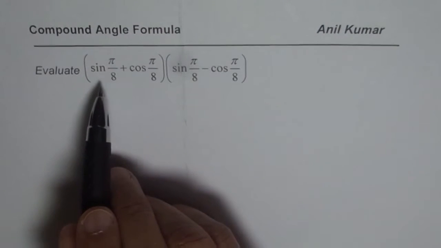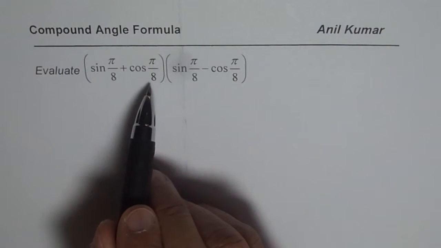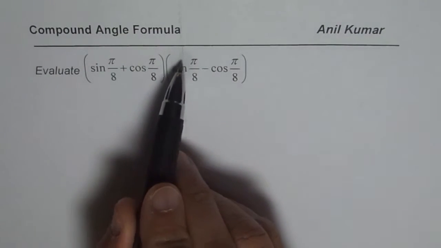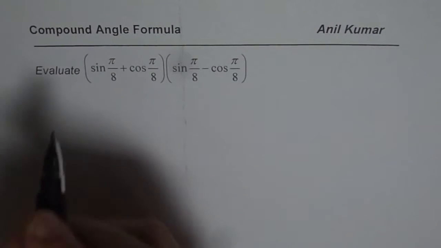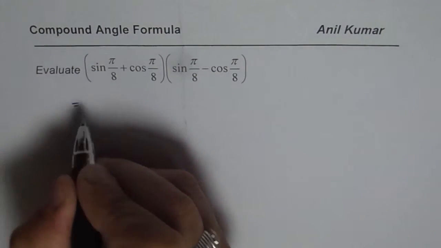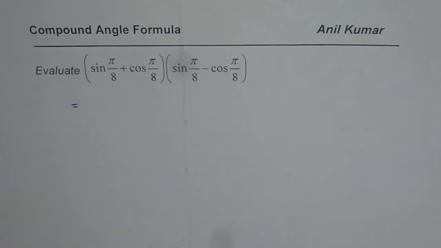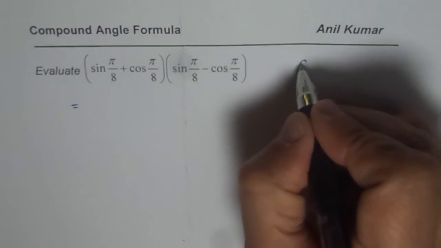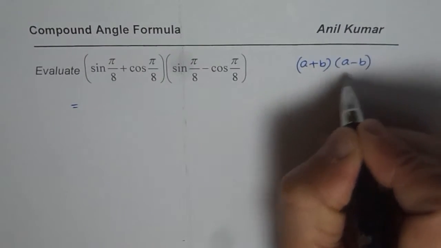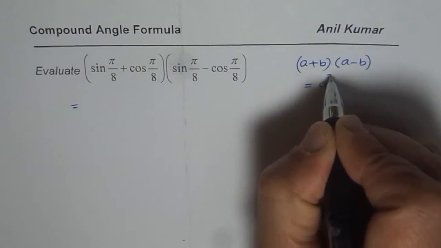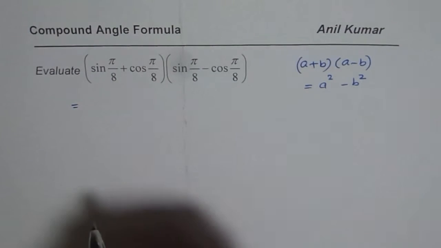Evaluate (sine of pi by 8 plus cos of pi by 8) times (sine of pi by 8 minus cos of pi by 8). You can pause the video, answer the question, and then look into my suggestion. Now, to evaluate this, let us first multiply and open the brackets. It is kind of (a plus b) times (a minus b), right? So when you expand, you get a square minus b square.